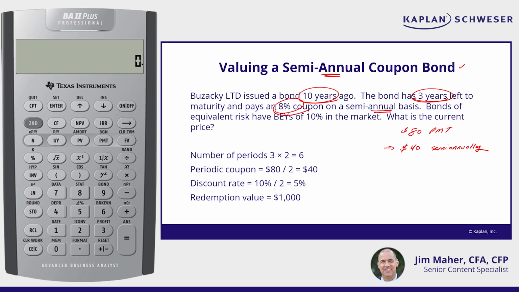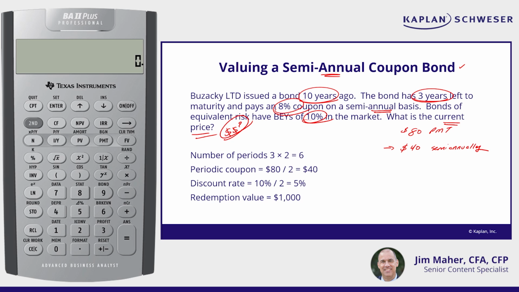Bonds of equivalent risk have yields of 10% in the market. So what is the current price? We just don't know what it is actually going to sell for, so we're going to be estimating that using our calculator. So let's go ahead and dive right into our emulator over here. We need to figure out the number of periods, periodic coupon, discount rate, and then our redemption value.